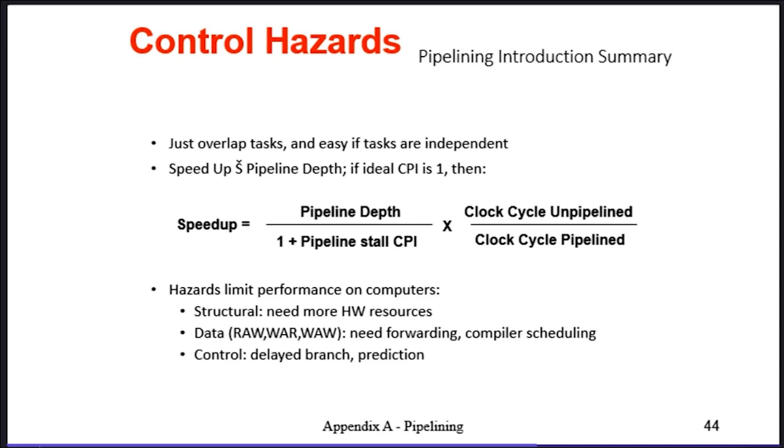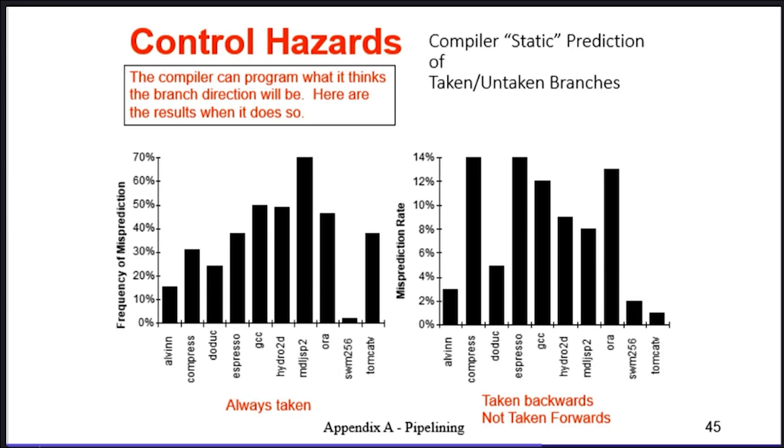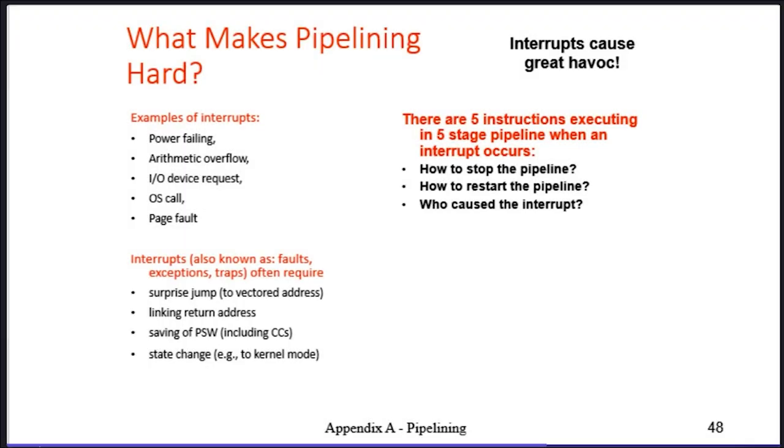The compiler can program what it thinks the branch direction will be. Here are the results when it does so. Pipelining is a rather difficult process. Designing of the pipeline processor is complex. Instruction latency increases in pipeline processors. The throughput of a pipeline processor is difficult to predict.